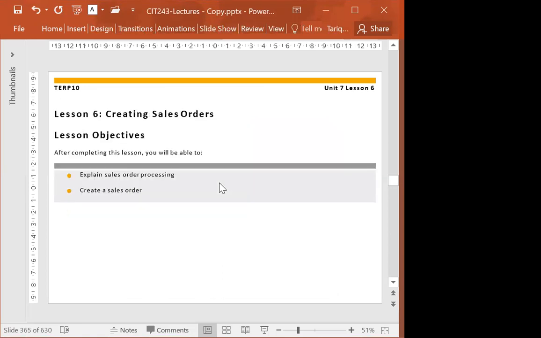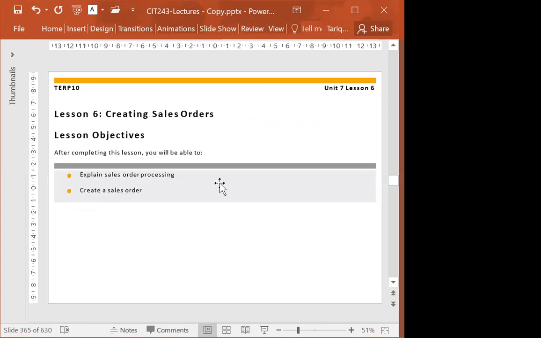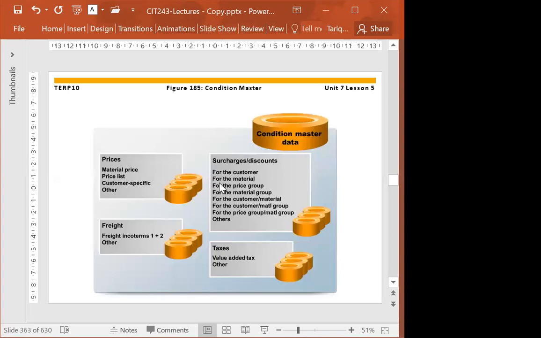Now we'll talk about creating the sales order. I think I must stop here on the master data, and I can ask you guys to log on to the system. So please let me know.